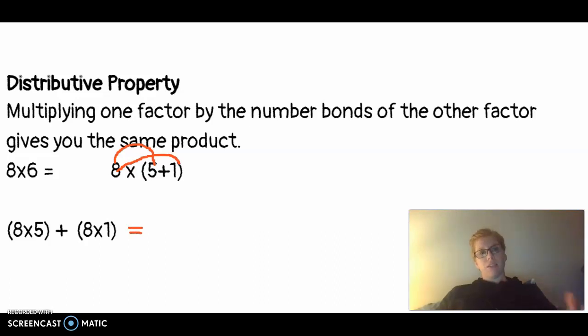to get the same answer, which is 48, because 8 times 5 is, tell me friends, 8 times 5 is 40, and 8 times 1 is 8. 40 plus 8 equals 48. All right, and that is the distributive property.